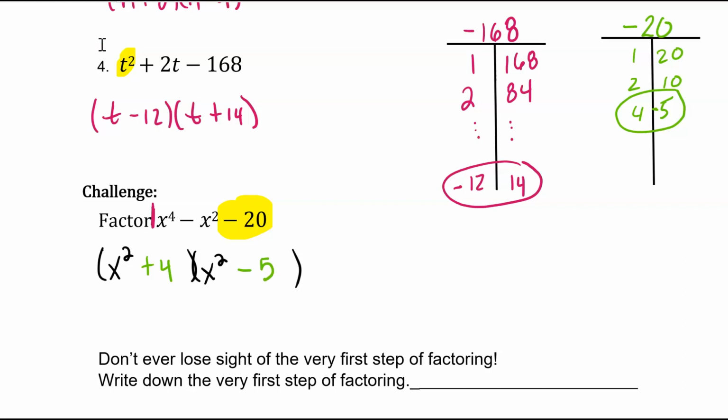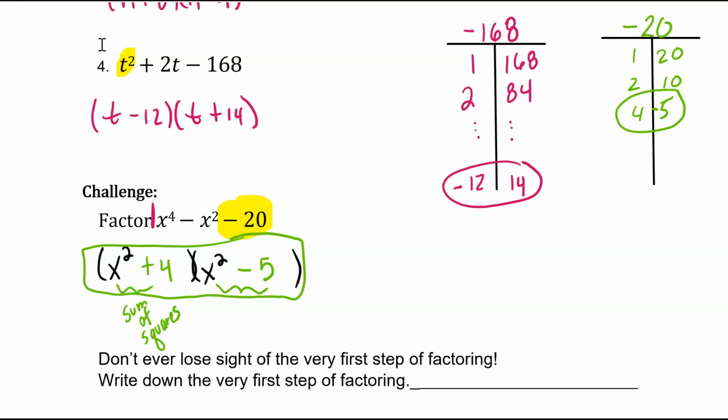Now always check to make sure that you have factored completely. And we have factored completely because these are not difference of squares. This is actually a sum of squares, the first one. And what do we know about a sum of squares? We know that a sum of squares is not factorable. And x squared minus 5 is not a difference of squares because 5 is not a perfect square. So it is also not factorable. So this is actually the final answer.